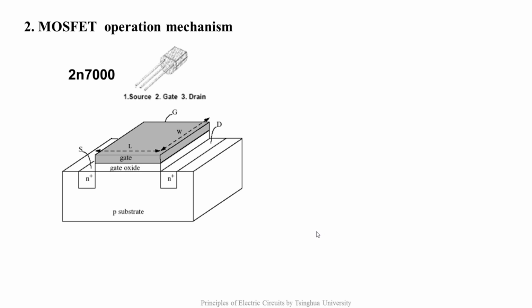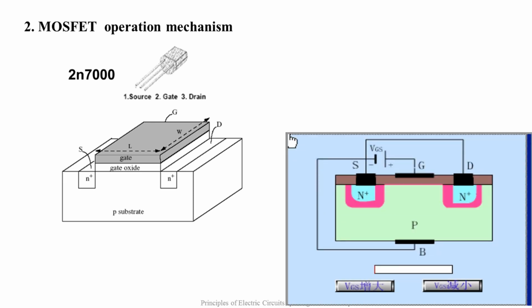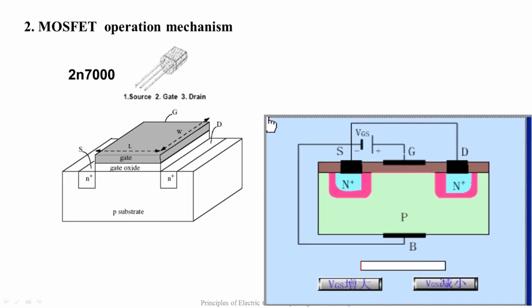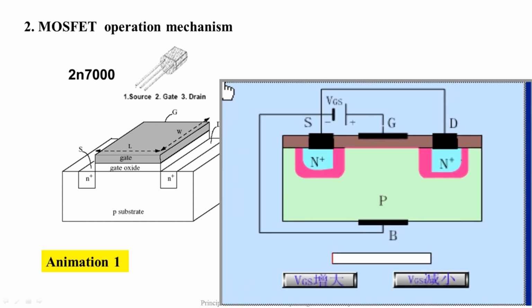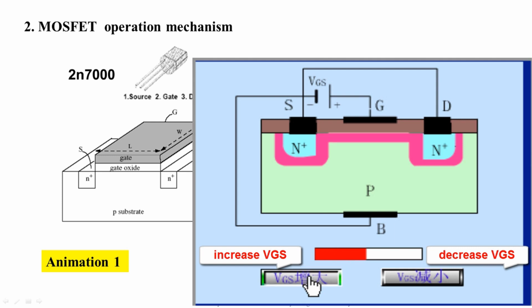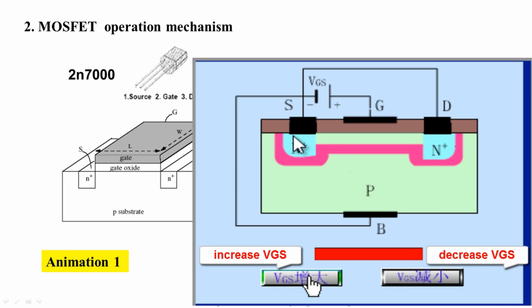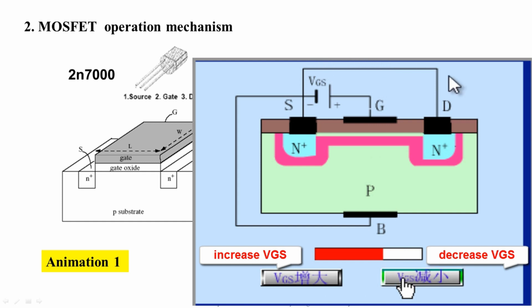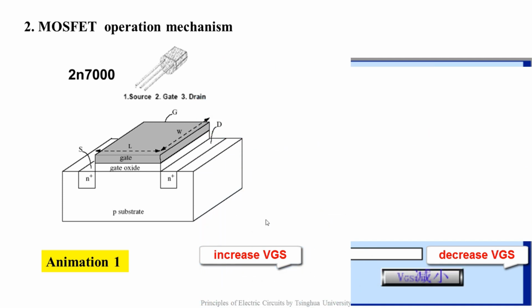Firstly, let's see how the conduction channel is formed. When the power source is only connected between G and S instead of D and S. With the increase of the UGS, you will see the forming of the conduction channel between D and S, in which the current flows. Since there's no voltage between D and S, the channel has constant width. With the decrease of UGS, the channel is cut off.